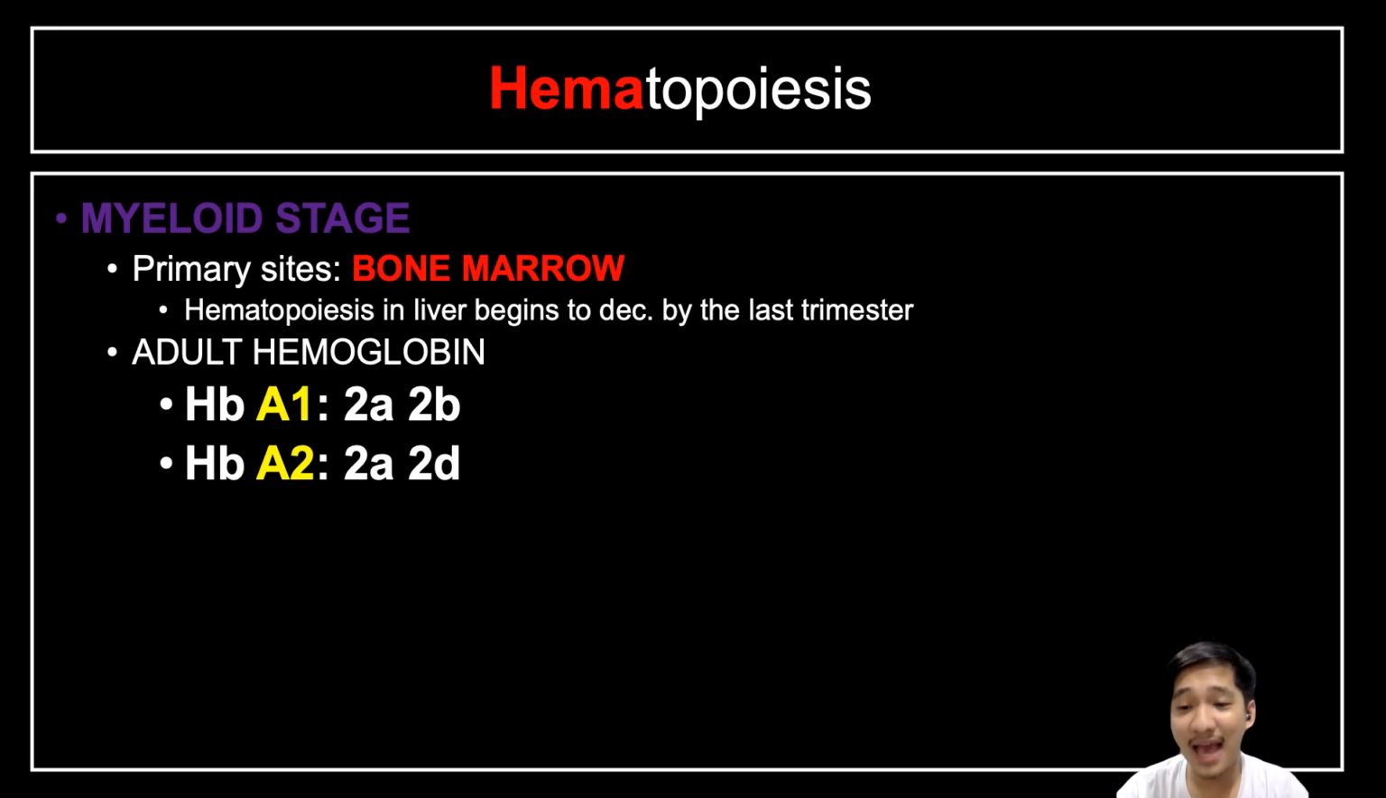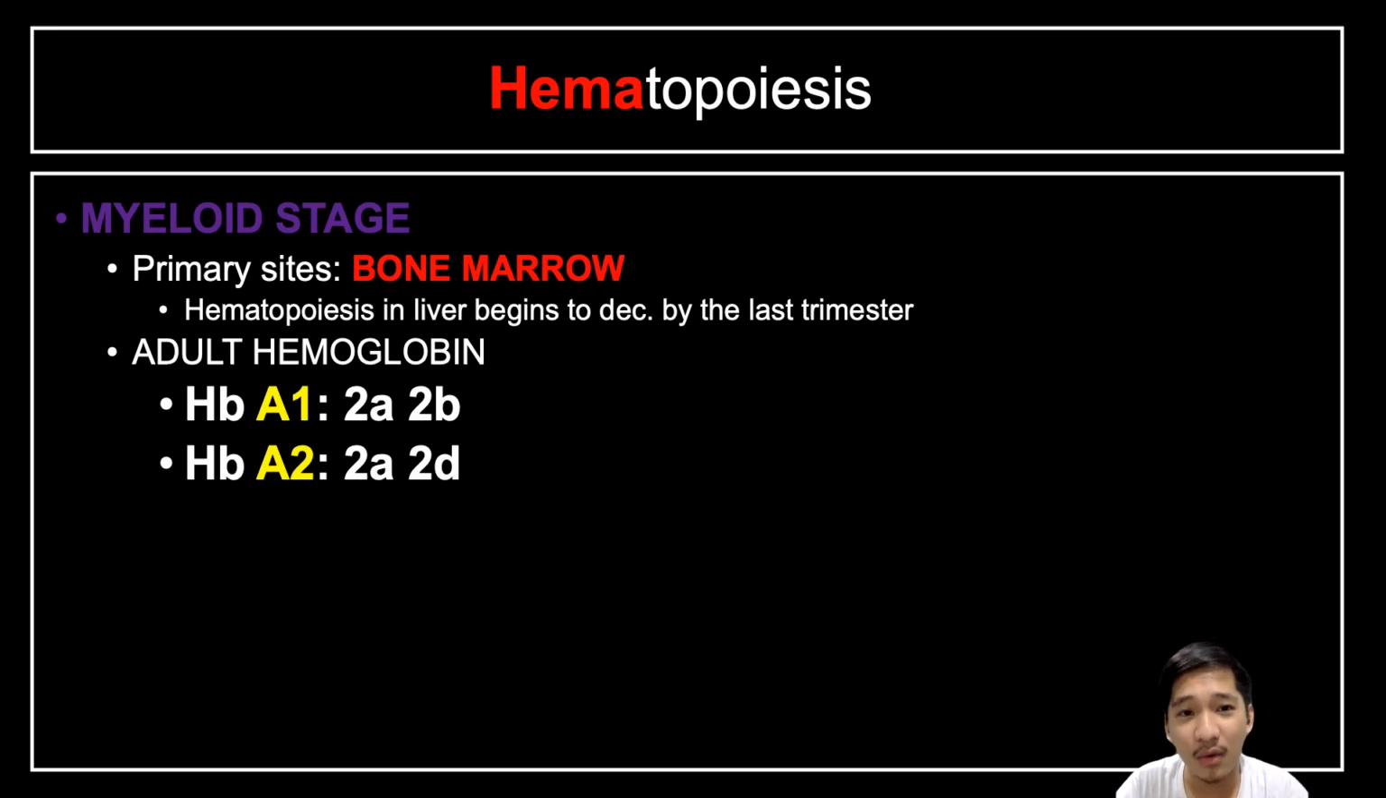So we have two additional hemoglobins in the form of adult hemoglobin. We have hemoglobin A1, which has 2 alpha and 2 beta chains, and we have hemoglobin A2, 2 alpha and 2 delta. The majority of our adult hemoglobin is in the form of hemoglobin A1. Approximately 90 to 95% of our hemoglobin is hemoglobin A1. 5 to 10% is hemoglobin A2, and we also have hemoglobin F in a smaller percent.